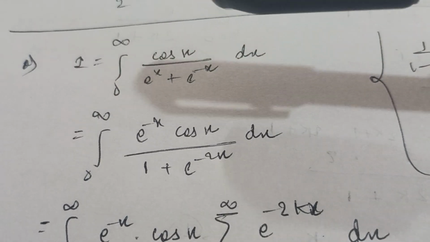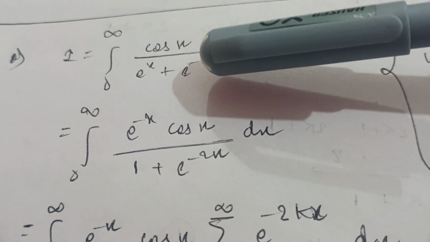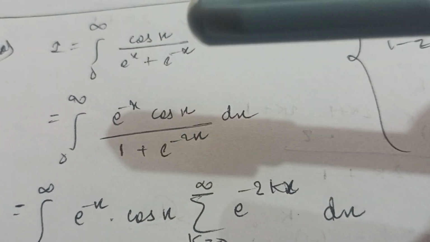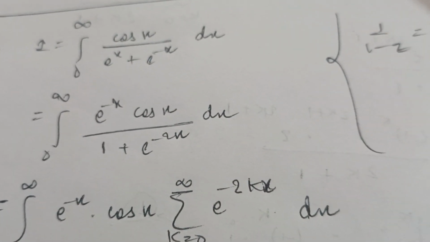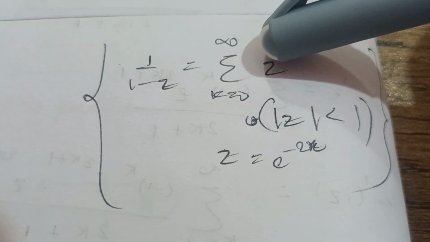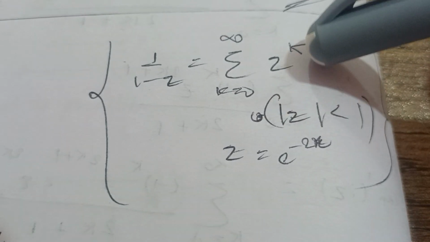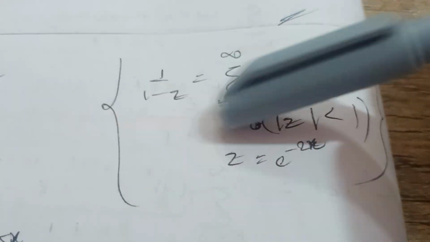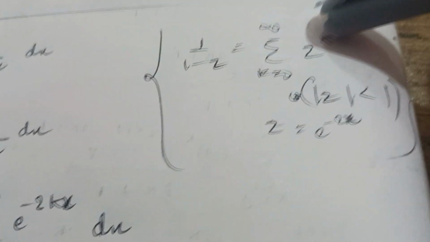So the first step that I will use is I will take e to the power x common, and basically I will multiply e to the power minus x on both numerator and denominator. After that I'll get this, and if you are asking me why did I do that, for that you need to be aware of the formula 1 upon 1 minus z equals the summation k equal to 0 to infinity of z to the power k, this is not 2, this is z. If you are familiar with this formula, then you will understand why I did that, so that I can write it in summation form, and that will help me to simplify it.